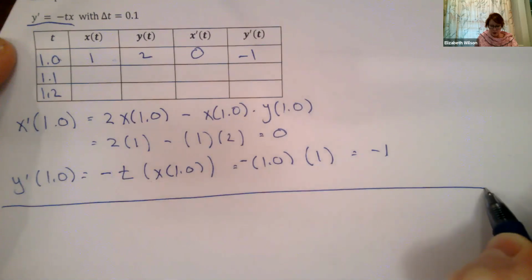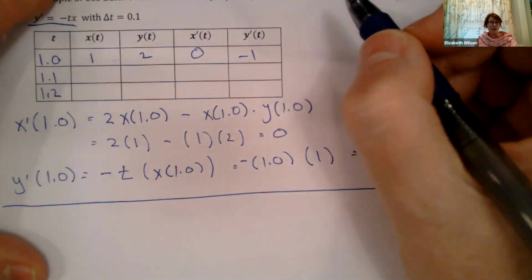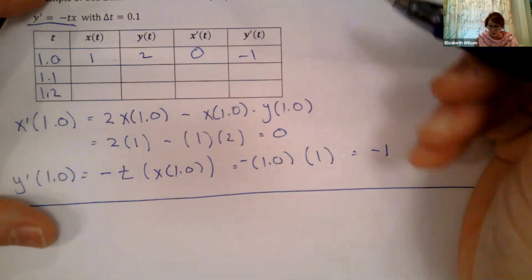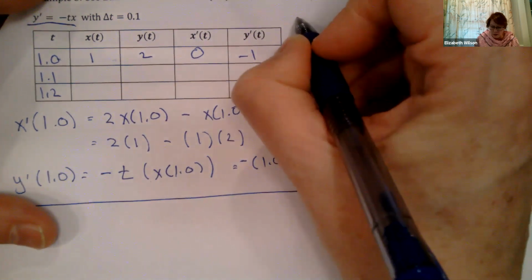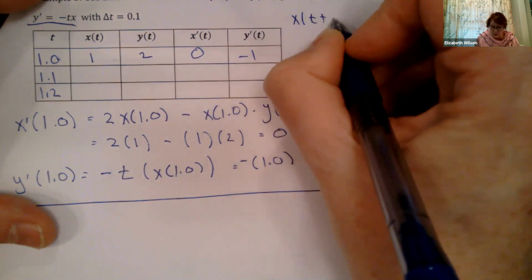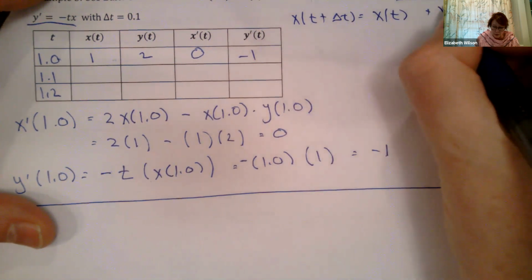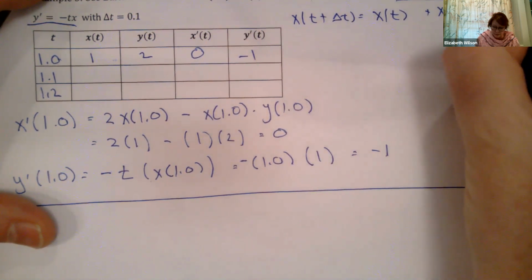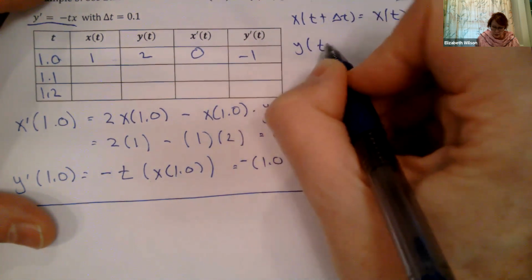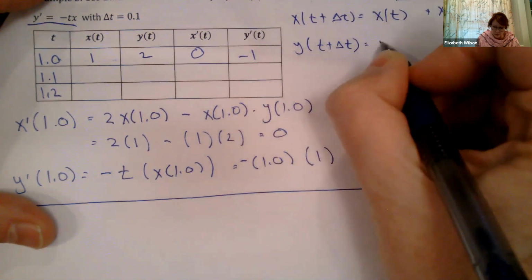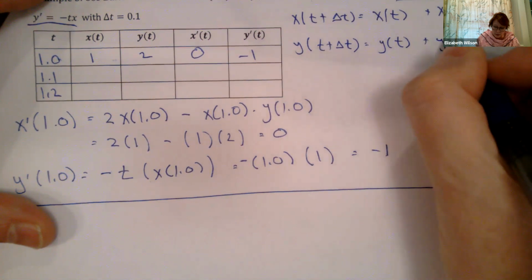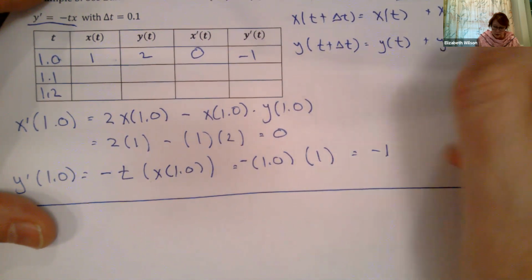Next time up, we're going to use Euler's equation. So let's remember, we have to calculate Euler's equations for both x and y. So let's remind ourselves. So x of t plus delta t equals x of t plus x prime of t times delta t. Y of t plus delta t equals y of t plus y prime of t times delta t. These are Euler's equations.